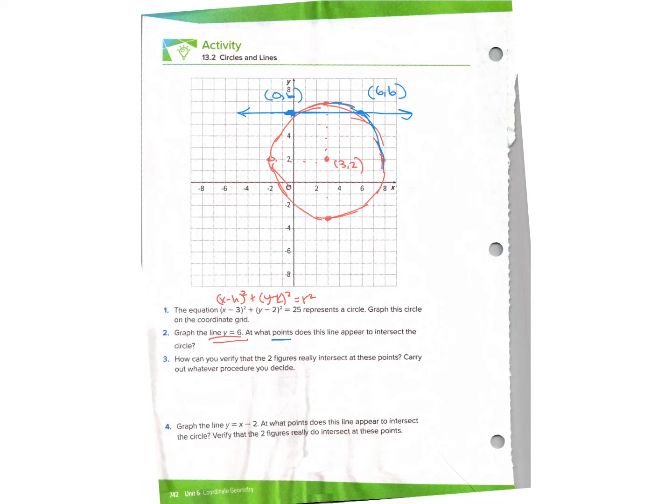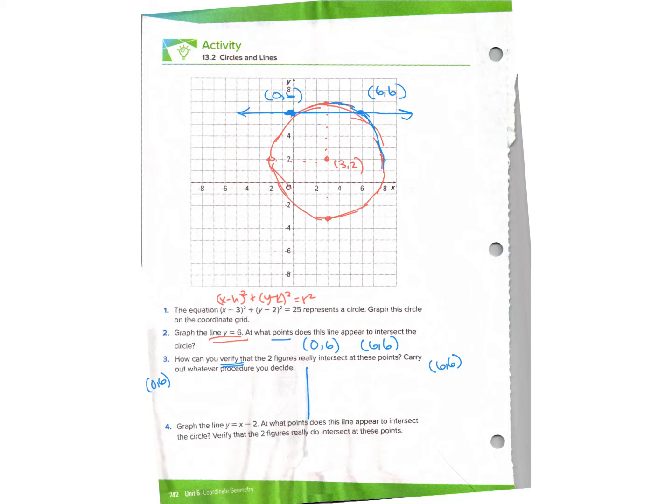So in part 3, let's write this in here. In part 3, it says, how can you verify that the two figures really intersect at these points? I know my points are on the line. What I don't know for sure is that these points are on my circle. If they're also on my circle and they're on my line, they're my intersection points. So let's try this. Let's see if when I substitute these points into the circle, it makes it true. That will show that they are on my circle.